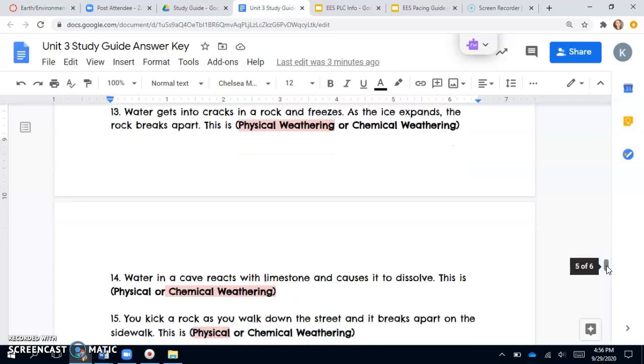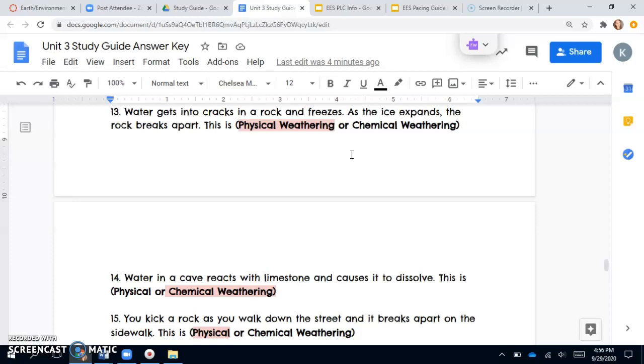So 13 says, water gets into cracks in a rock and freezes. As the ice expands, the rock breaks apart. This is physical weathering. And if you guys remember from that lesson, it was an independent lesson, but I explained to you in that presentation that it was something called frost wedging.